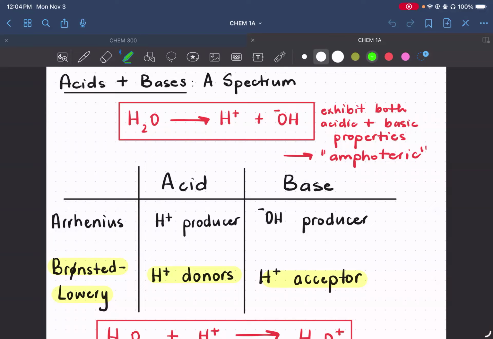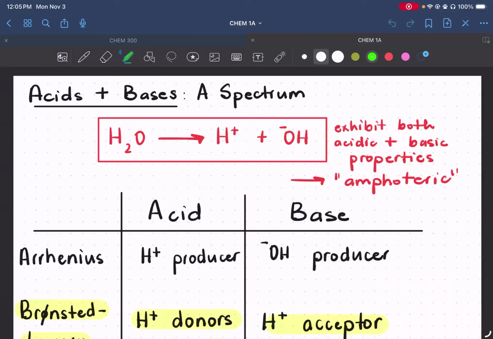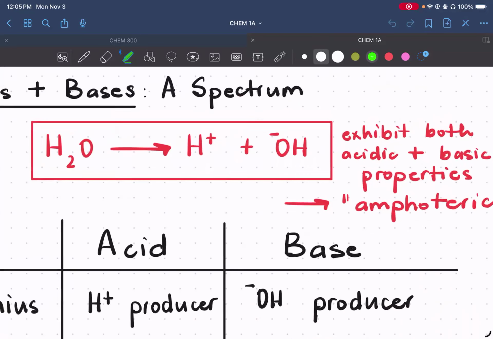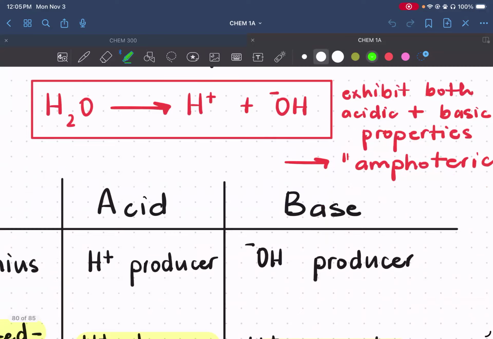Now, throughout history, acids and bases have taken on many definitions. It all circles back to the initially known equation where water, H2O, is known to split up into its respective ions, H plus and OH minus. From way back when, water has always been known to exhibit both acidic and basic properties. This is what's known as amphoteric.